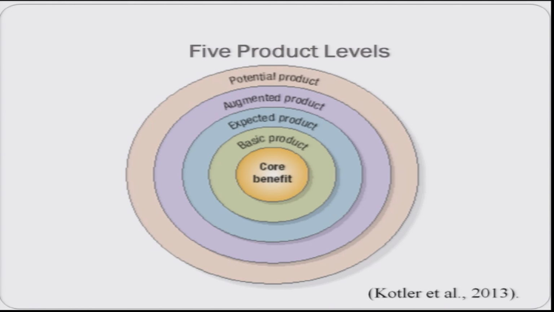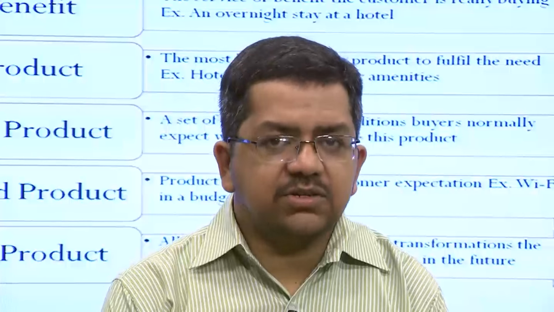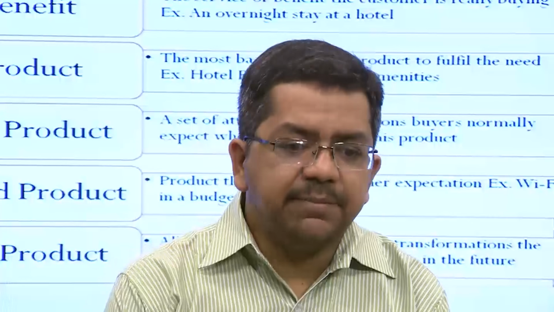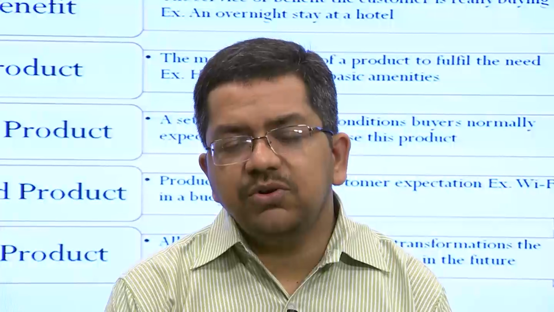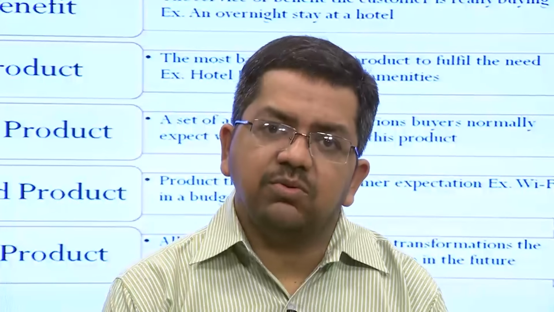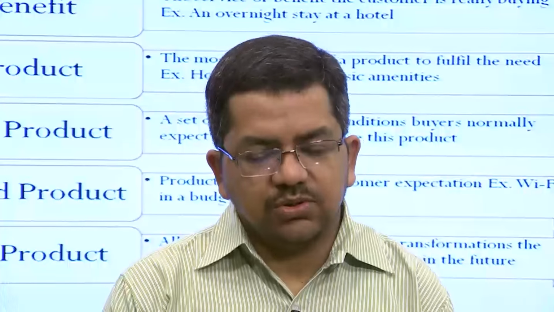And the last level of the product is the potential product, which is the future product changes that a seller can bring in so that he remains differentiated from the other competitive offerings. So, these 5 product levels I have tried to explain in these slides with an example. In the hotel industry, what is the core benefit? The core benefit that a customer seeks is an overnight sleep, or you want to have sleep and rest, and that is why you purchase the overnight stay in the form of a hotel room. So, this is a core benefit.